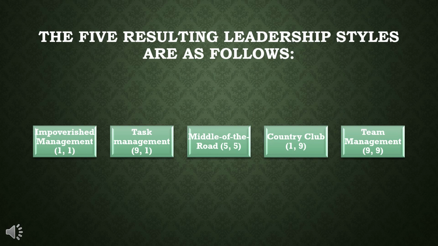So next is your country club, that is your 1:9. This is a collegial style characterized by low task and high people orientation, where the leader gives thoughtful attention to the needs of people, thus providing them with a friendly and comfortable environment. The leader feels that such treatment of employees will lead to self-motivation and will find people working hard on their own.